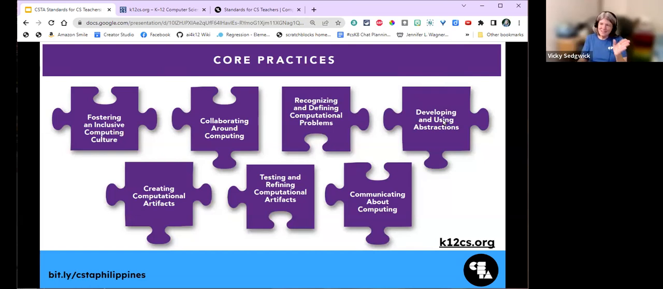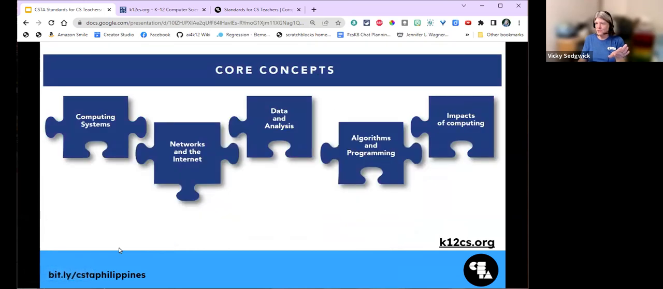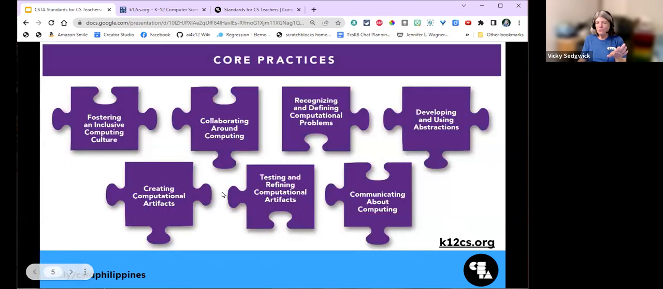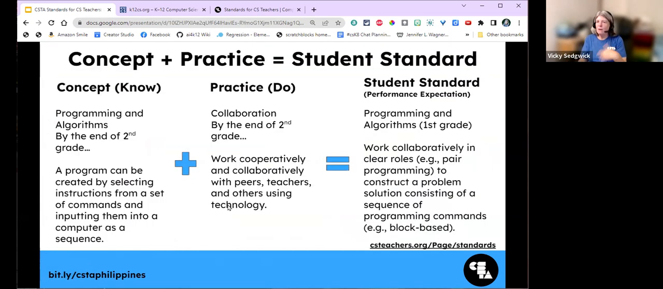These practices and concepts are not standards. Okay, a lot of times people will mistakenly think, well, this is where the standards are, right? What the kids should know. But unless you combine them with what they should do and write them into some statement that becomes a performance expectation, it's not a standard, right?